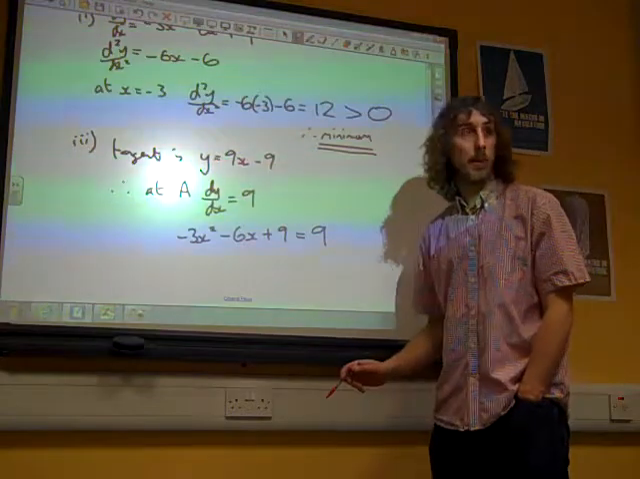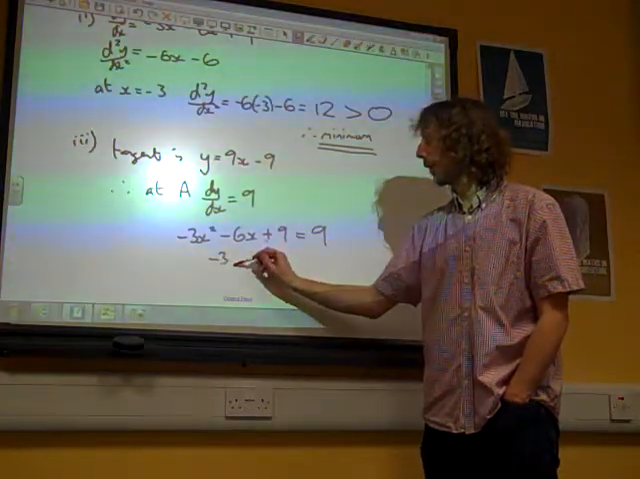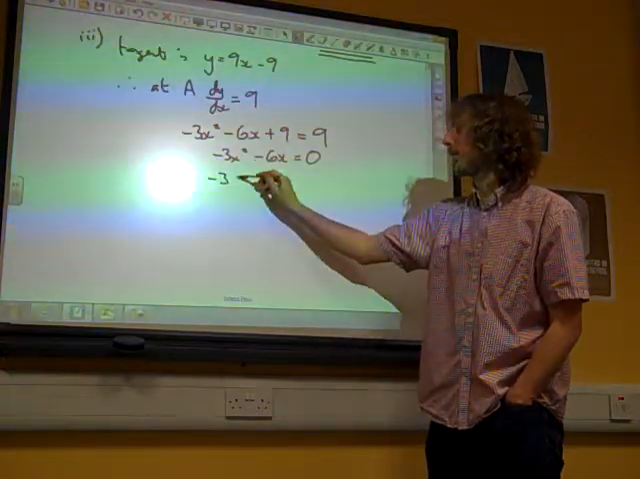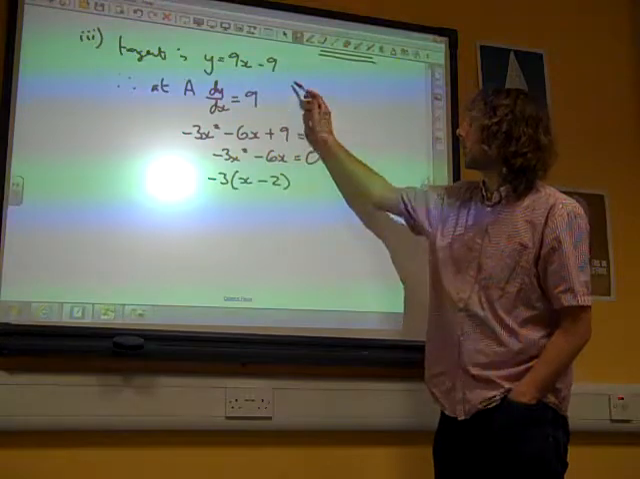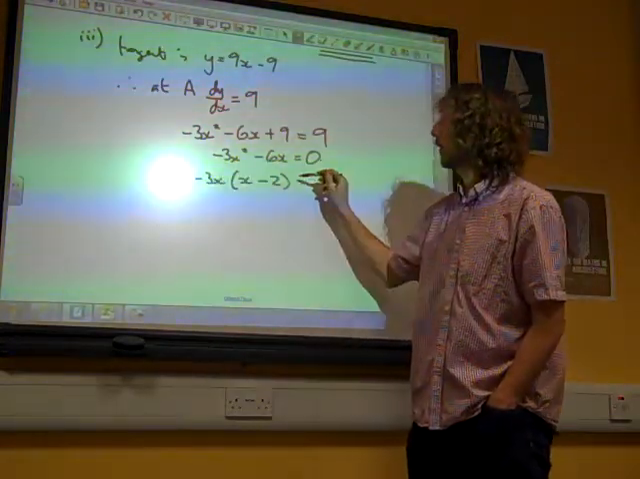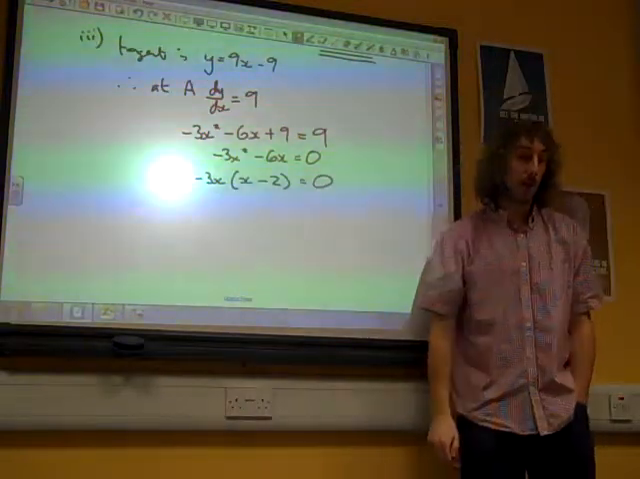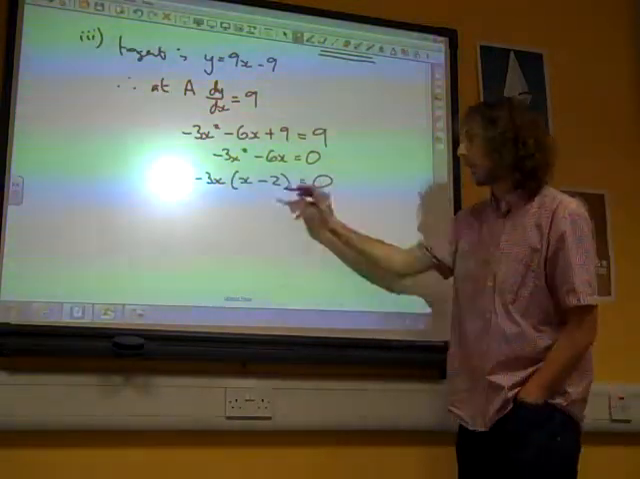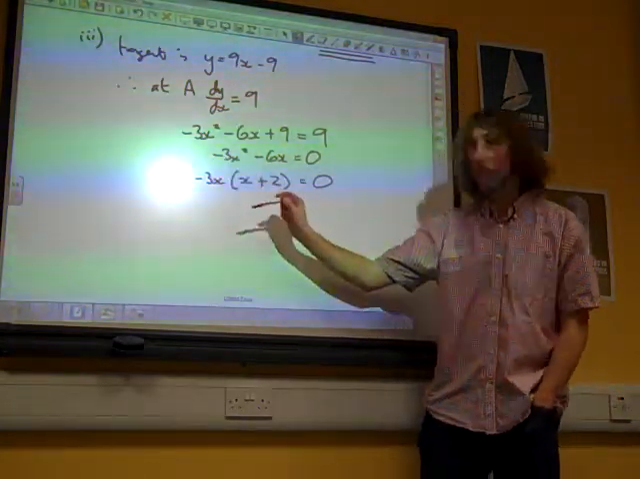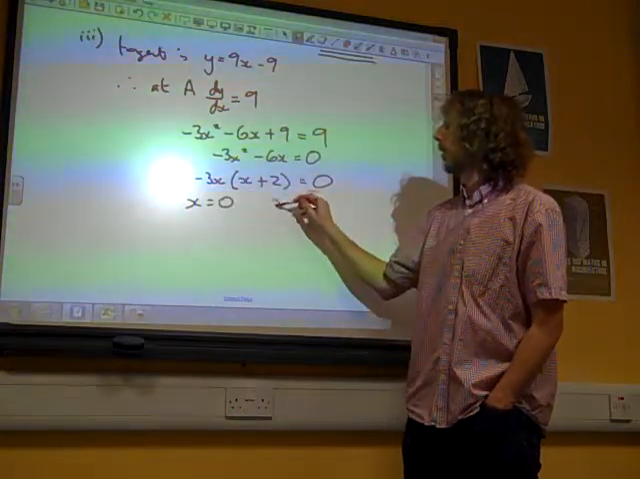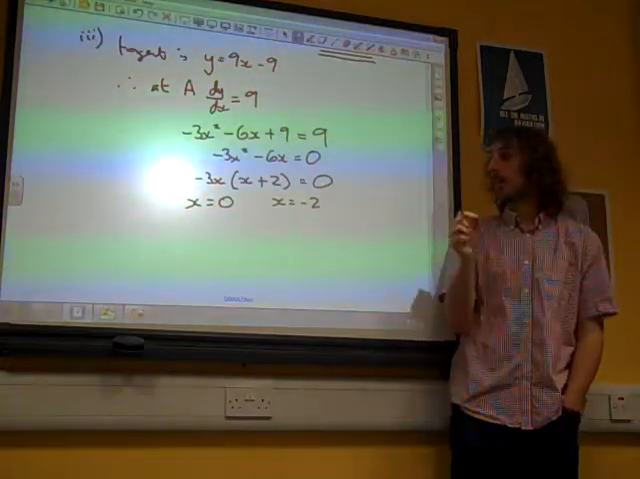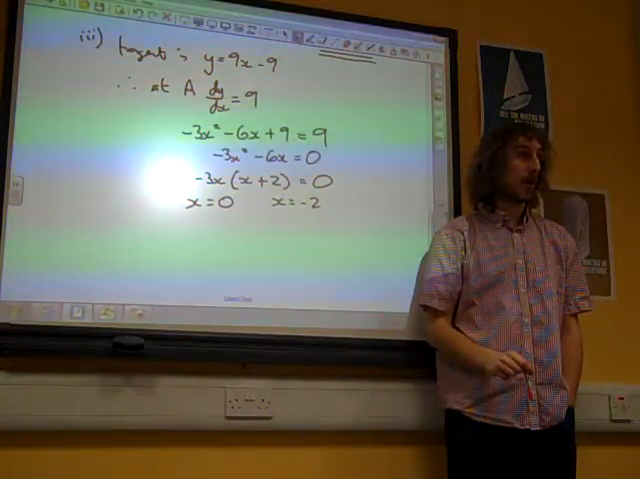Well, that's another quite easy equation to solve. Quadratic equation, minus 3x squared minus 6x is 0. Let's take out that common factor of minus 3x. We get that. So from this, oh, that would be a plus, wouldn't it? Is that alright? Common factor of minus 3x. That would give us x is 0, or x is minus 2. We have 2 points where the gradient of the curve is 9.